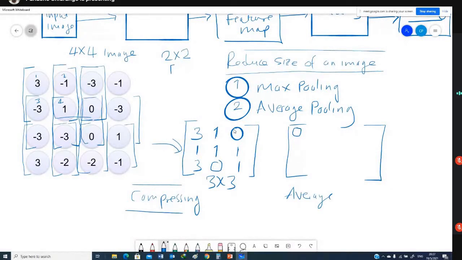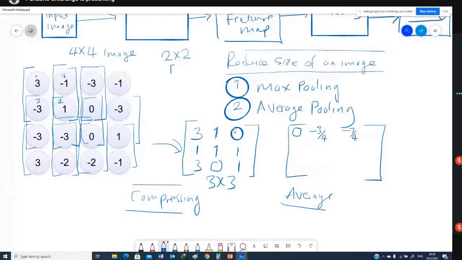Then we move to the next stride. Minus 3 plus minus 1 plus minus 3, plus 0 plus 1, we get minus 3. Then minus 3 divided by 4, so we just leave it as minus 3 over 4. And then we move to the next element. So it's minus 3, minus 1, minus 3 plus minus 1 plus 0 plus minus 3. This gives us minus 7, divided by 4, so it's minus 7 over 4. And then we continue the process. So we've got average pooling and max pooling. That's clear, yes?